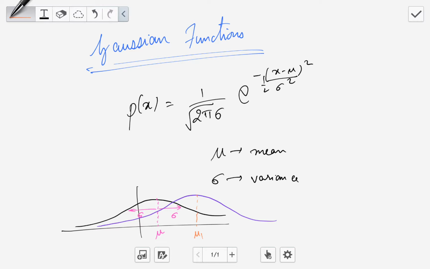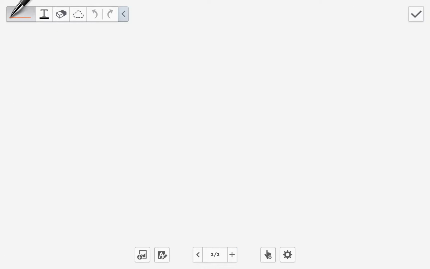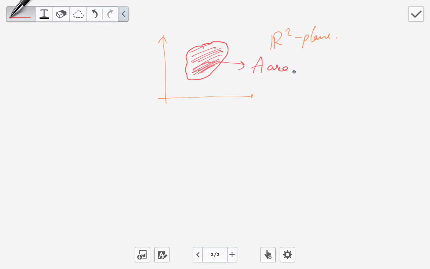Fine. Now, what happens in n dimension? What is the Gaussian in n-dimensional space? Before discussing that, let us see this. Suppose I have just this R2 plane. Now, let me take some area, say this area. Say its area is some A. A is the area of this enclosed figure.